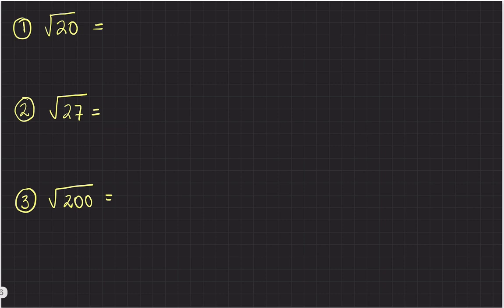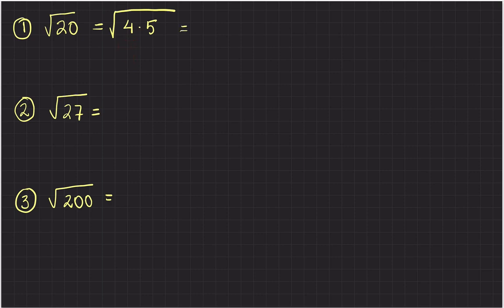But what happens if the number that you have under the square root is not a perfect square number? 20 is not a perfect square number. Here's what you're going to do. You're going to split this into two numbers where one of your numbers must be a perfect square number. For example, 20 is 4 times 5, right? And here's your perfect square number. 4 is a perfect square number.